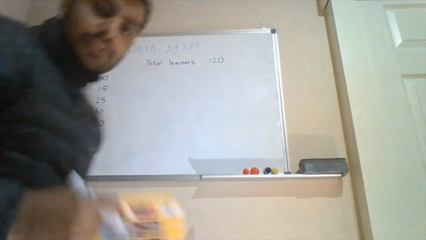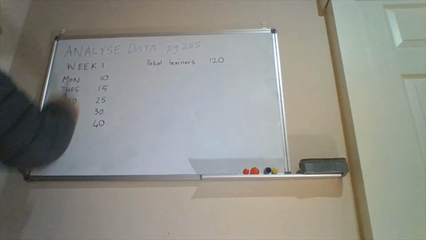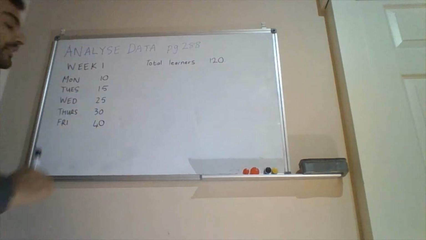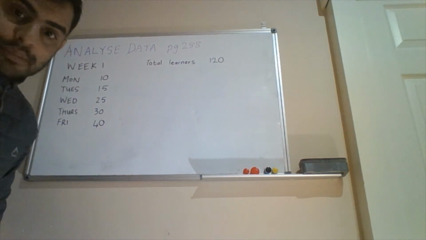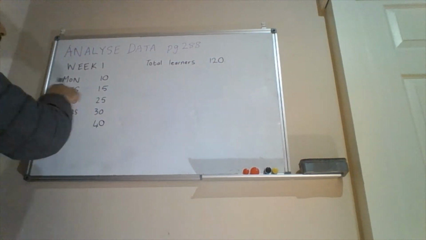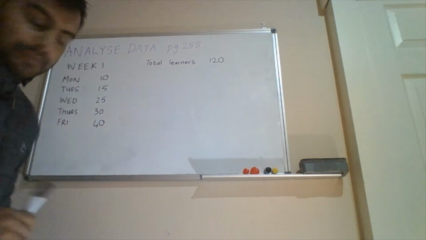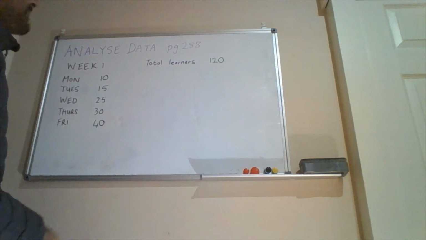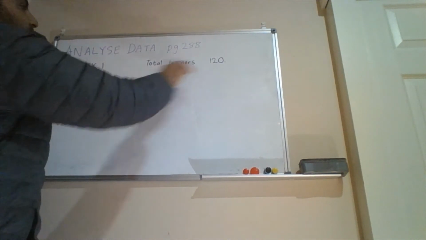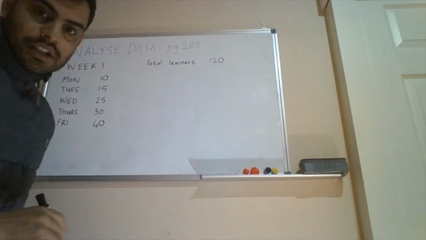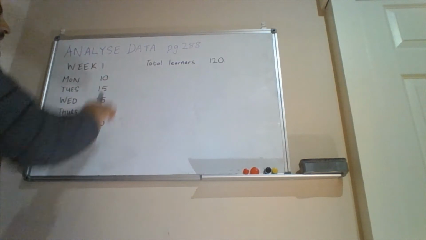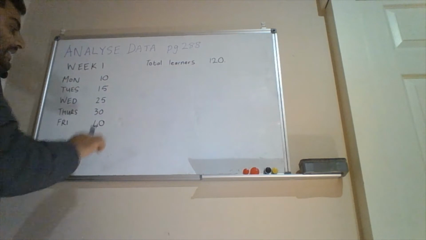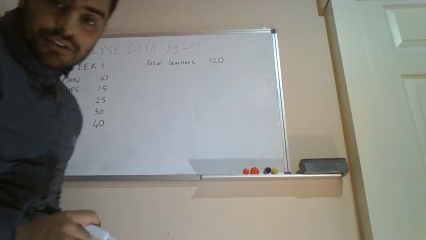So this table lists the days of the school week, Monday to Friday, and the number of learners who purchased from the tuck shop on each of these days. On Monday, 10 learners purchased from the tuck shop. On Friday, 40 learners purchased. The first thing we need is the total number of learners, so we add all these numbers together. 10 plus 15 is 25, plus 25 is 50, plus 30 is 80, plus 40 is 120.